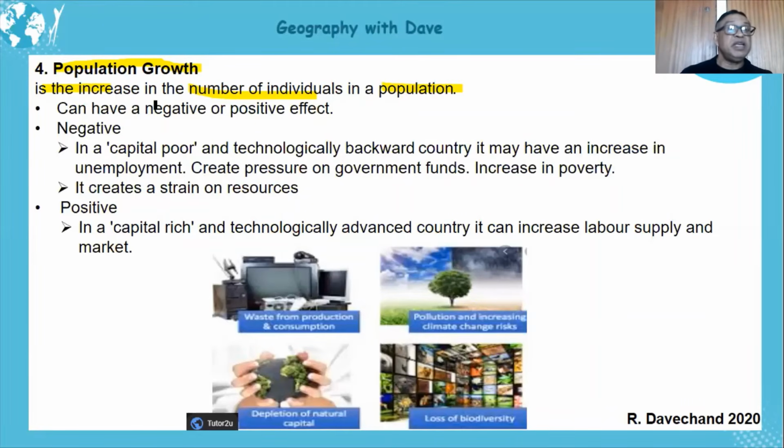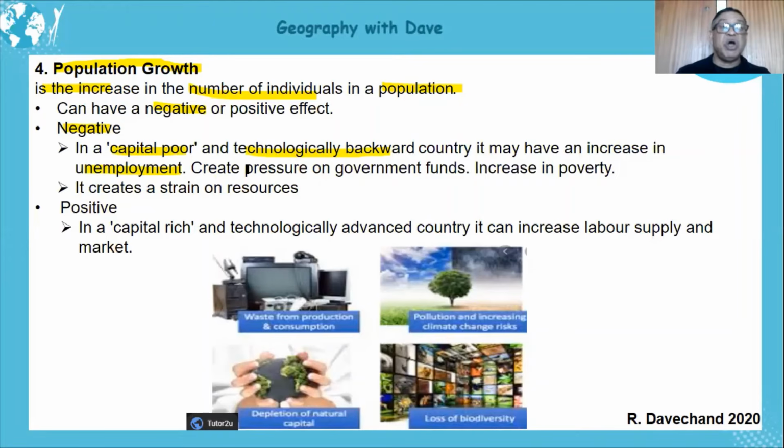Let's look at a negative effect. Why negative? In capital poor countries and technologically backward countries, right? They don't have much capital. Okay, so that means they are technologically backward, their trade imbalance is great, you understand? And there's not so much production, limited employment opportunities. Okay, what actually happens here? It can create an increase in unemployment because more and more people are coming about. There's less employment opportunities, you understand? So there's a higher percentage being unemployed.